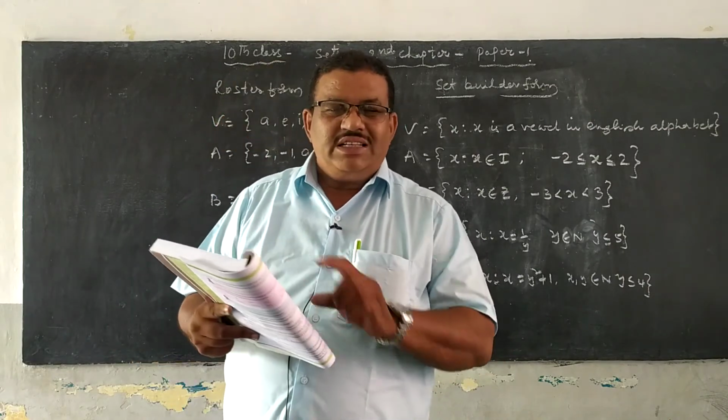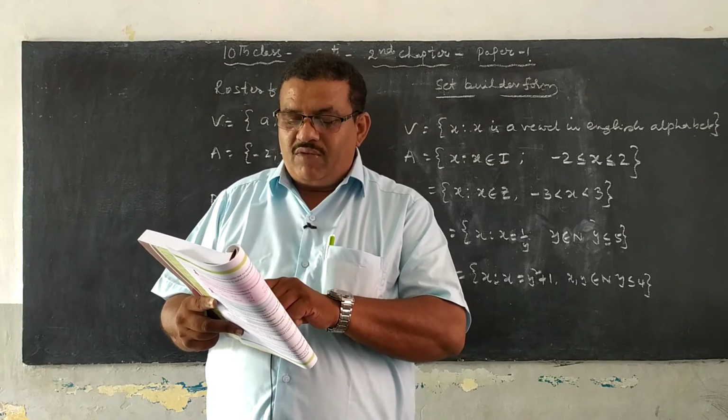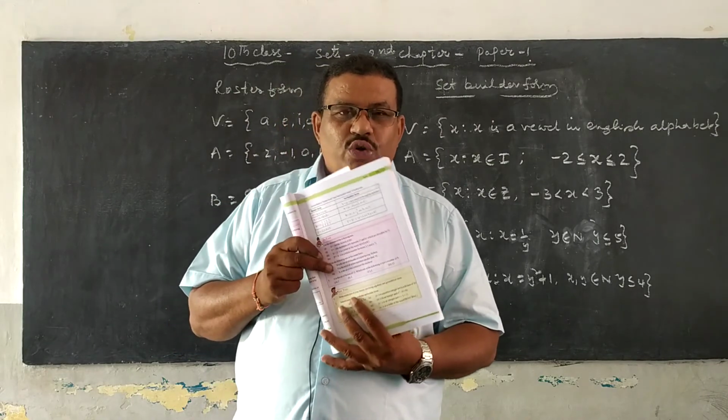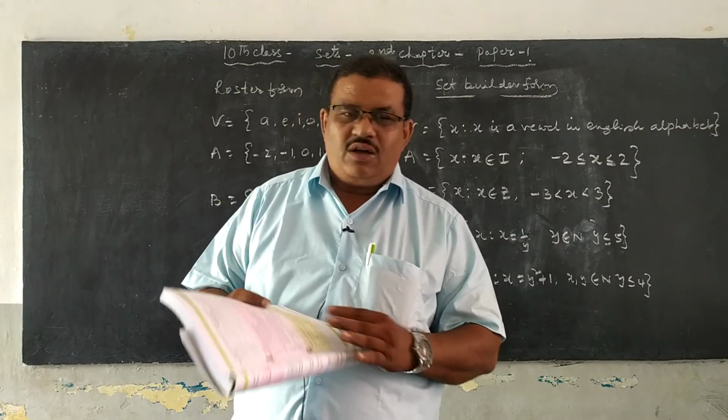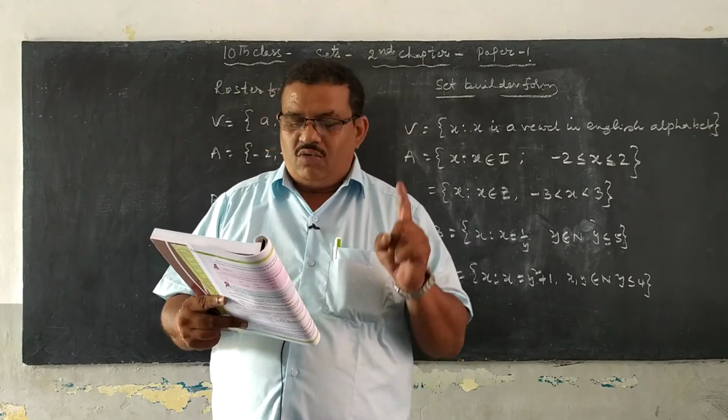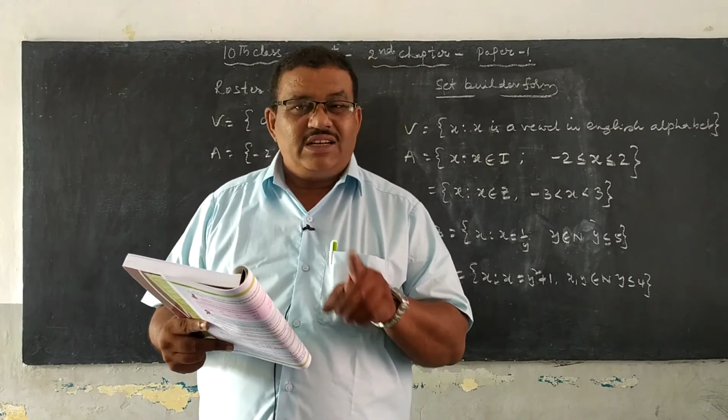So, you can write the list of elements. The given one, as I already told you, is a descriptive form. So, we have to write it in set roster form. G is equal to {1, 2, 4, 5, 10, 20}.